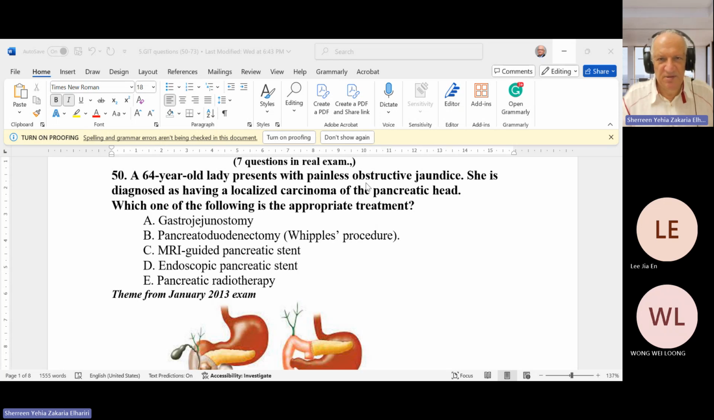So this patient, usually cancer of the head of the pancreas presents with painless jaundice. Painless jaundice means non-calcular. And this is localized, so not spread, so it is an early tumor. So anyone, what do you expect the treatment for the early cancer of the head of the pancreas? Anyone have an idea? Whipple procedure.